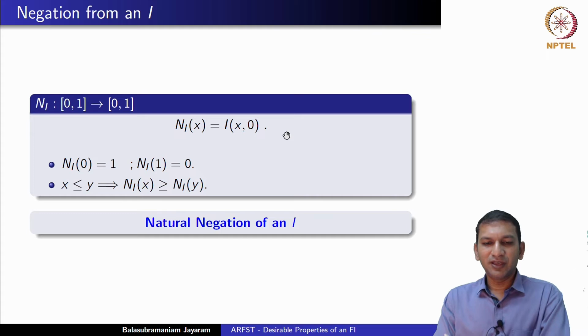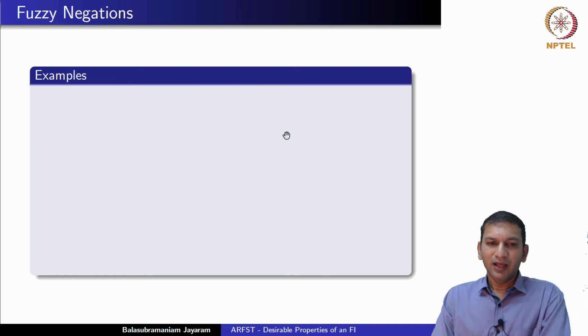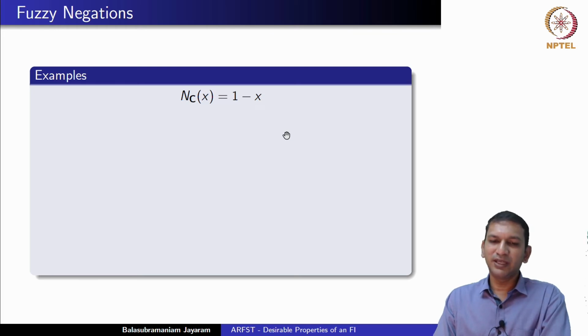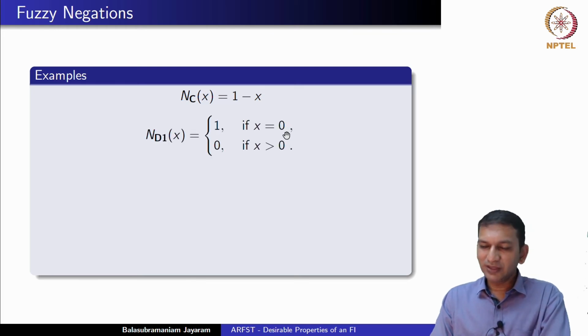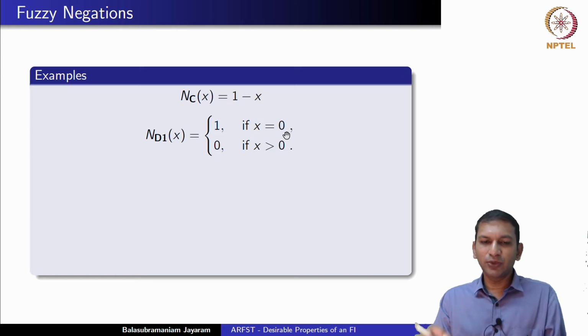This function, which is a negation, is called the natural negation of an implication. Let's look at some examples of fuzzy negations. So this is the classical negation 1 minus x, which we denote by NC. And if you look at this, this is essentially the smallest negation that you could have.